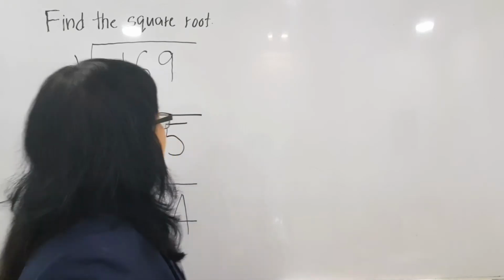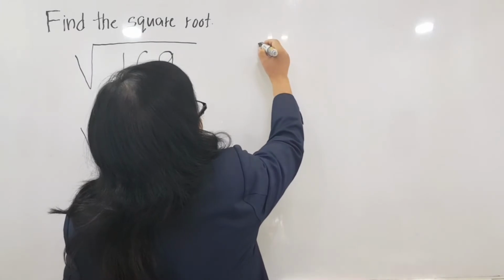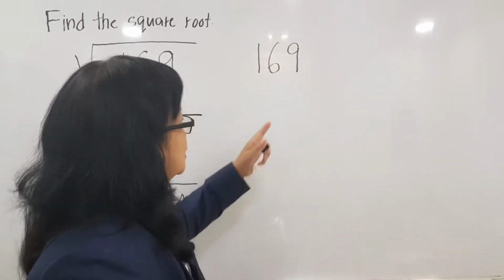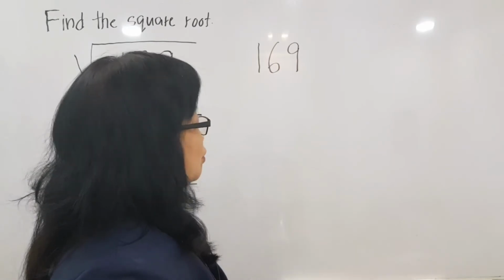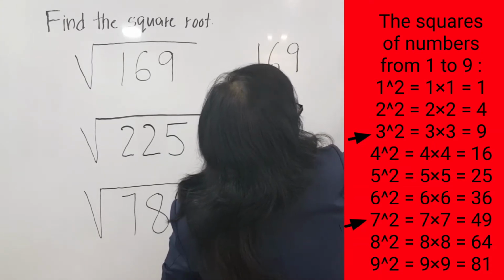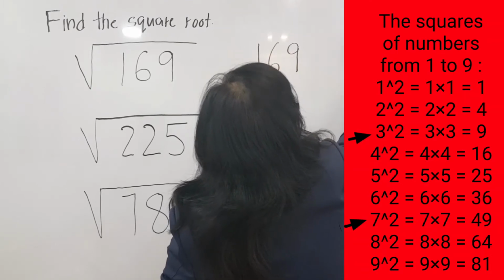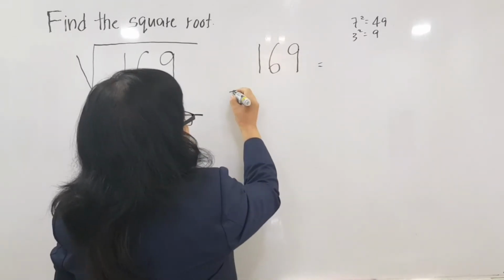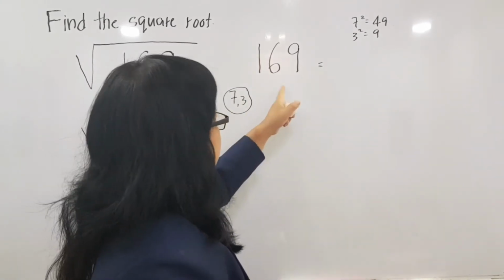Now, for example, the square root of 169. How will we do this? See, this one ends in 9. What are the squares that end in 9? We have 3 squared, which is equal to 9, and we have 7 squared, which is equal to 49. We have 7 and 3. We set them aside to use later.